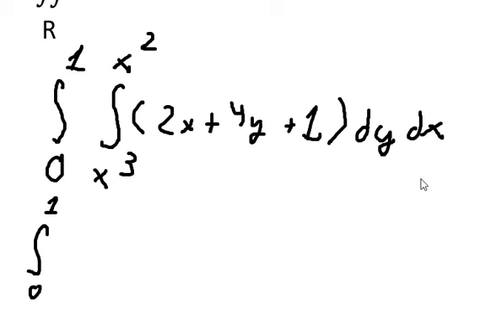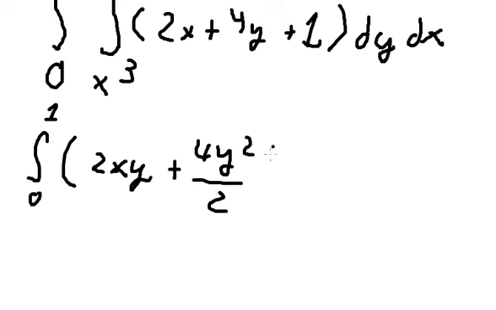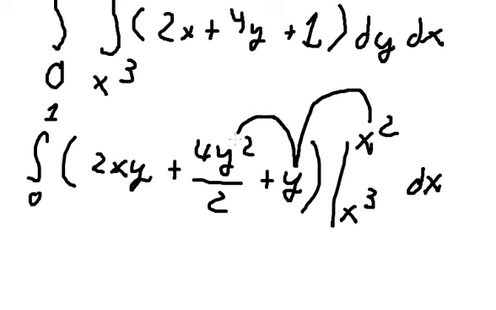We have dy, the integration of 2s, you get 2sy. This one we have 4y squared over 2. Number 1, that's y. And we put the bounds from s to the power of 3 to s squared, ds. Now we put s squared in here, s to the power of 3 in here.